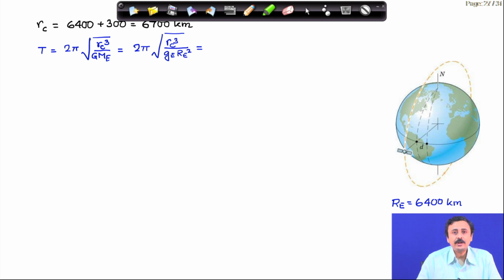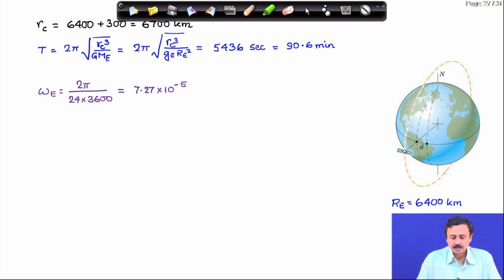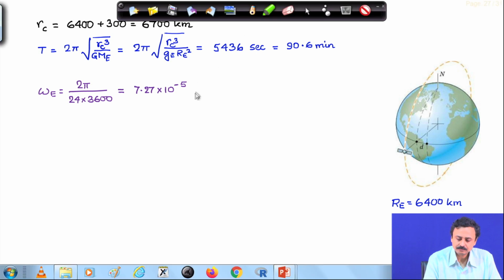Now, within this time period, how much has the earth rotated? That will give us the distance on the surface of the earth. Let us do that. First, the time period is 90.6 minutes. Omega of the earth, we have calculated this previously also: 2 pi radians, it rotates in 24 hours times 3600, that many seconds. So, this is in radians per second. That is the omega of the earth.